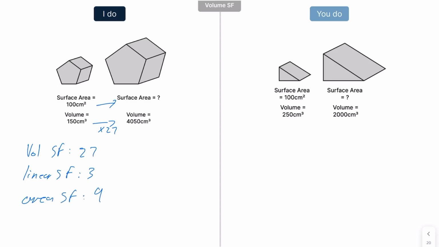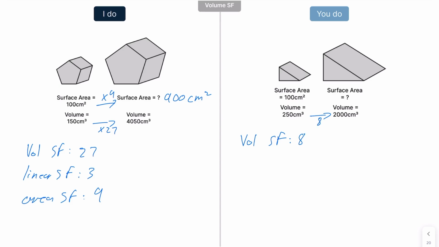Since the shape is getting bigger from here to here, if I use the area scale factor and multiply that by 9, that gives me 900 centimeters squared. And again, hopefully you've pressed pause and I've got the example on the right. Again, we're going to start with finding the volume scale factor. So that's going to be 2000 divided by 250, and that gives me 8.